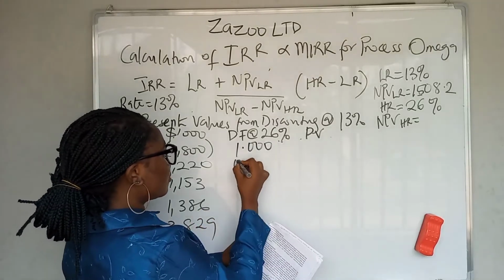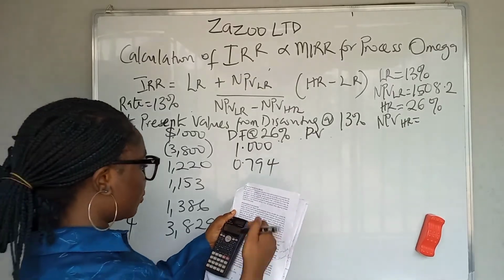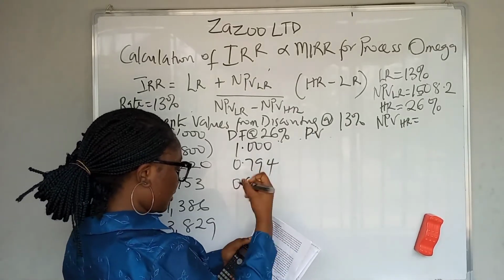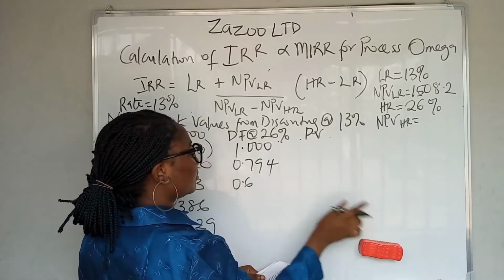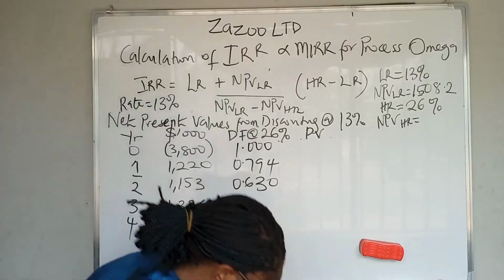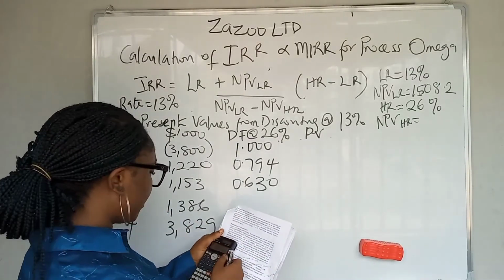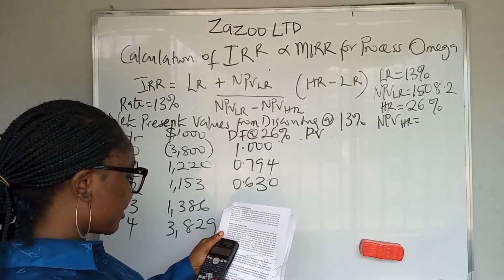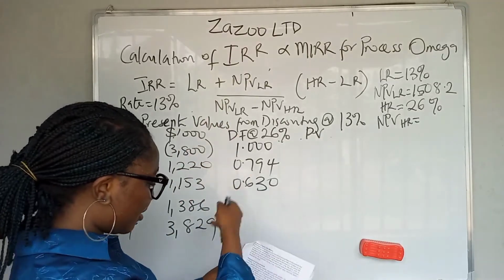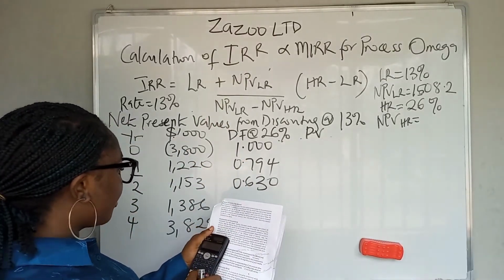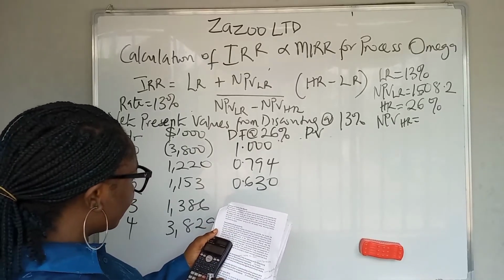You can see 0.794. 1.26 raised to power minus 2, 0.6298. That's 0.630. This approximation also kind of overstates figures, but it's just an estimation. You can't have absolute figures in investment appraisal. Even if you have absolute cash flows, once you get to the discount factor, those decimals will mess it up. But that is the gist of it.